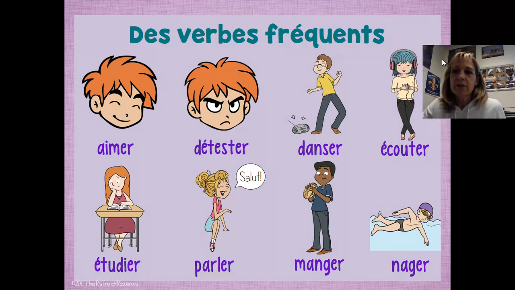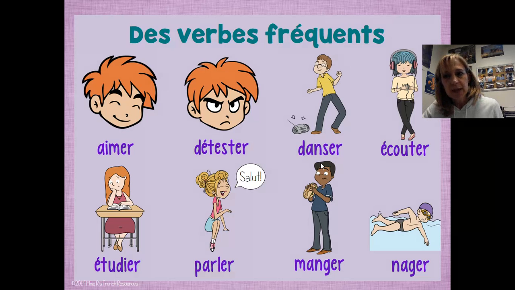So some of these verbs we've already learned, we've used. Aimer, like j'aime, tu aimes. Détester, je déteste, tu détestes. Danser, j'aime danser. J'aime écouter de la musique. Je n'aime pas étudier. J'aime parler. J'aime manger. Et j'aime nager. So we've seen these verbs. These should be familiar to us.